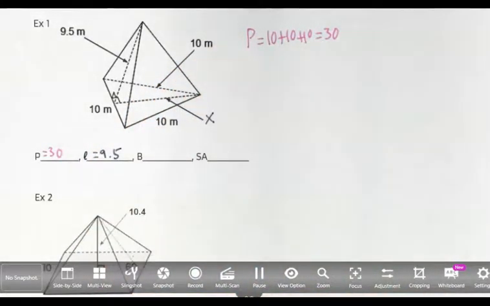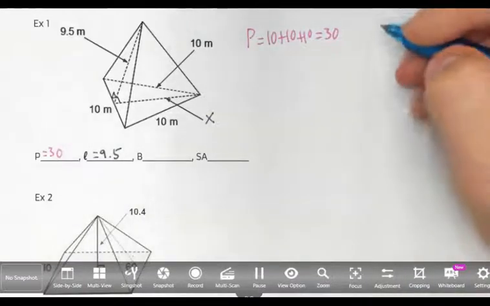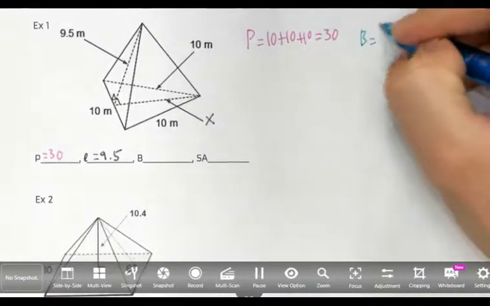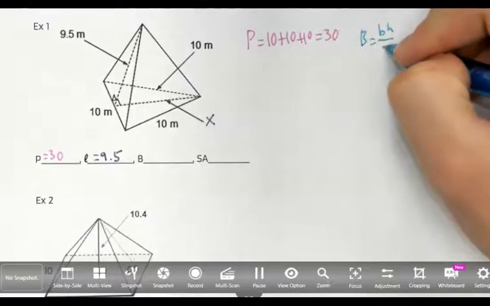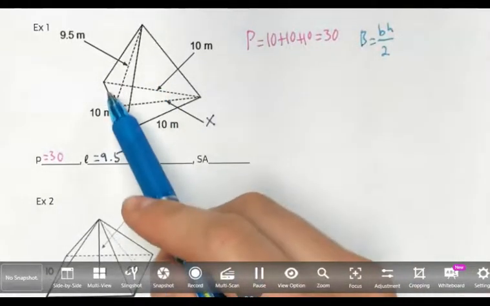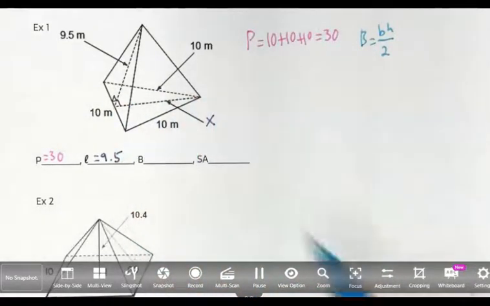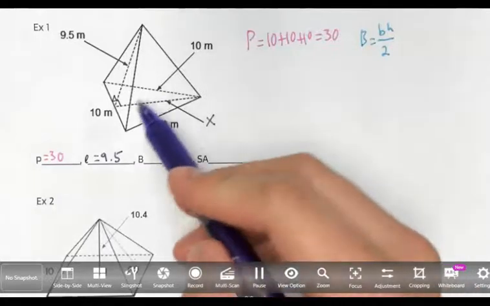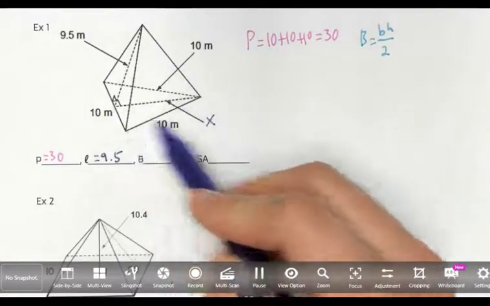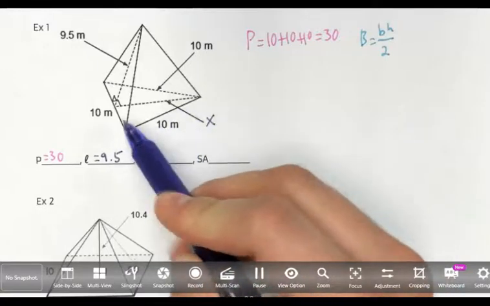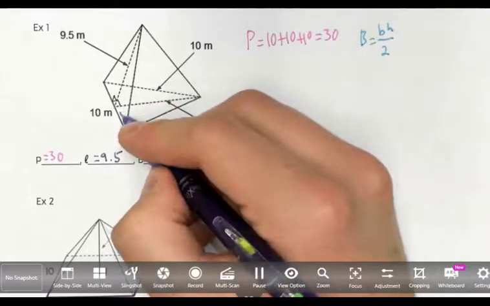And then lastly, we need the area of the base, capital B. So for a triangle, that is base times height divided by 2. I'll go ahead and write that formula, but we know that the base and the height have to be at right angles. So we have this base right here, and then we have a right angle with this height, but we don't know the height. We labeled it X. So in order to find that X, we are going to use the Pythagorean theorem, because we know that we have a little right triangle right here.